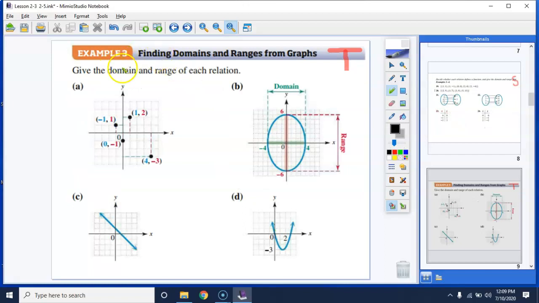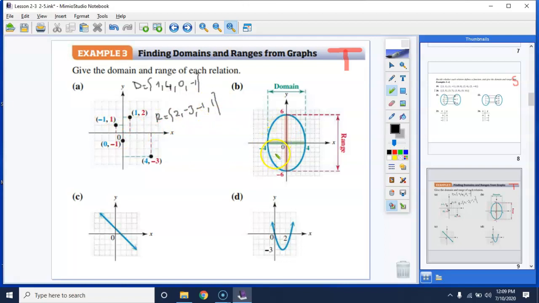Next part: give the domain and range for each relation. For this one, the domain should be my x values. We have ordered pairs, so what are their x values? 1, 4, 0, and negative 1. That's my domain. And the range should be what? My y values: 2, negative 3, negative 1 and 1. That's my range.